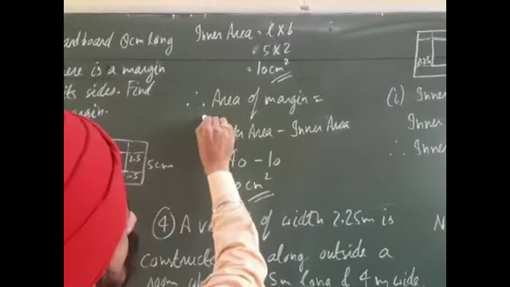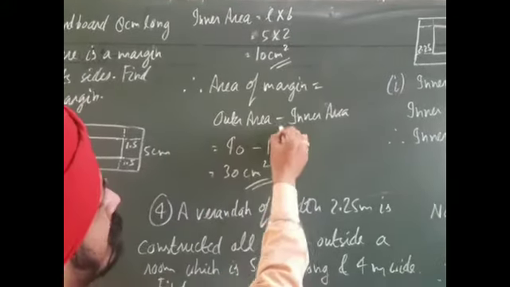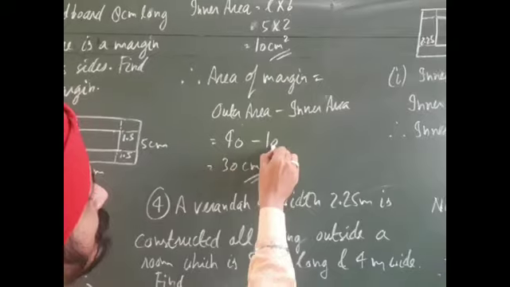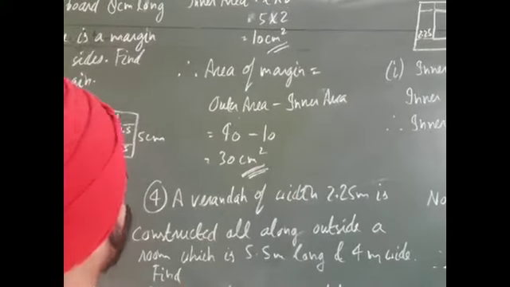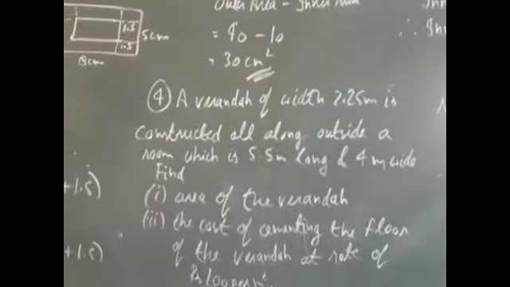Now you have to find the area of the margin. How will you find it? Outer area minus inner area, 40 minus 10, you will get 30 cm square. Now see the fourth question.